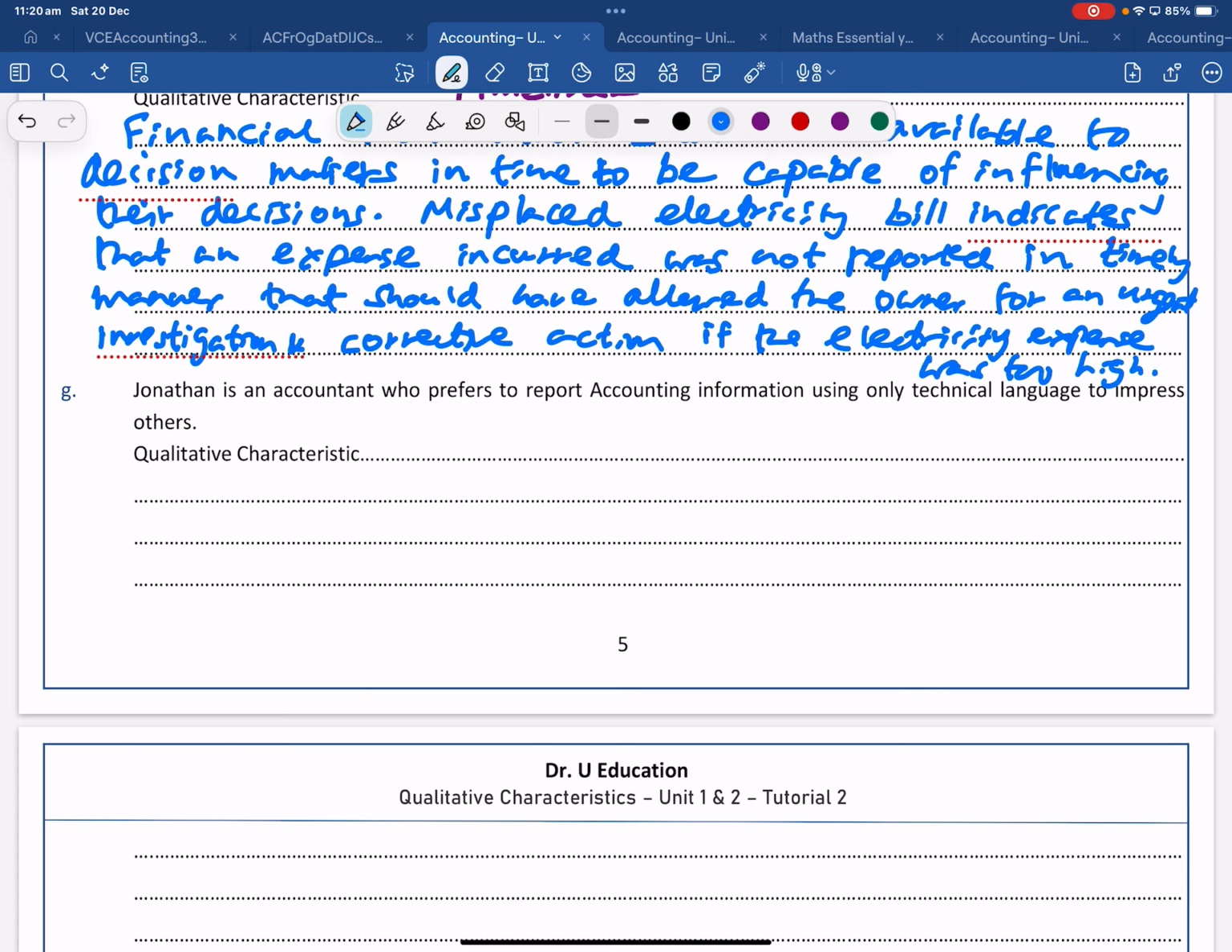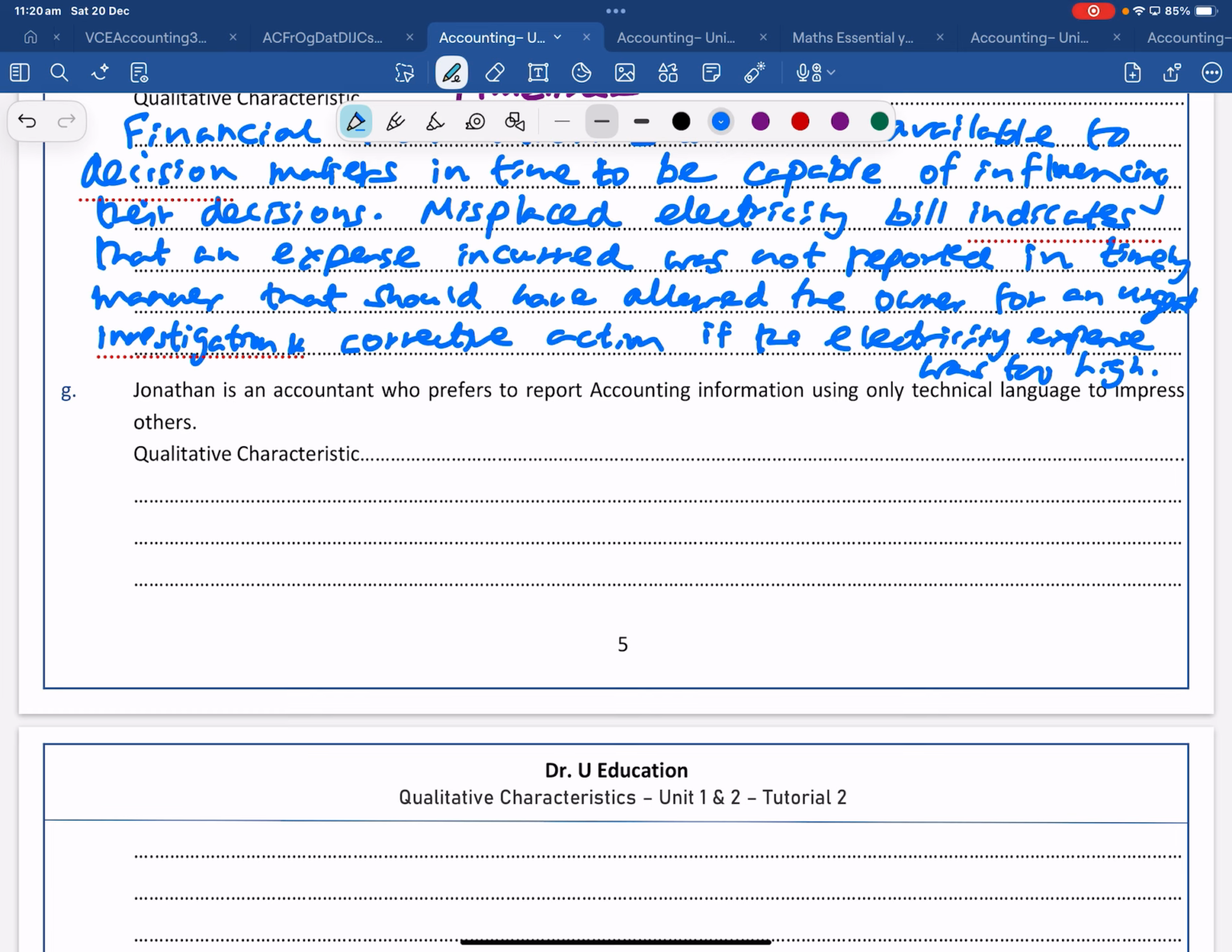Understandability. Why is that? Because Jonathan is using only technical language plainly to impress others, but they wouldn't be able to understand. Yes. I made this question funny, isn't it? The purpose of reporting the information is not to impress people. It is to provide the information in a comprehensible or understandable manner so that they can understand, and then based on that they can make decisions.